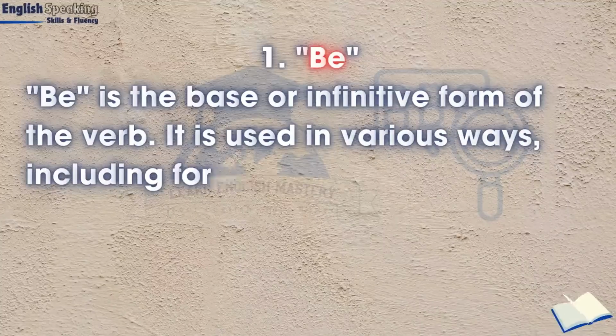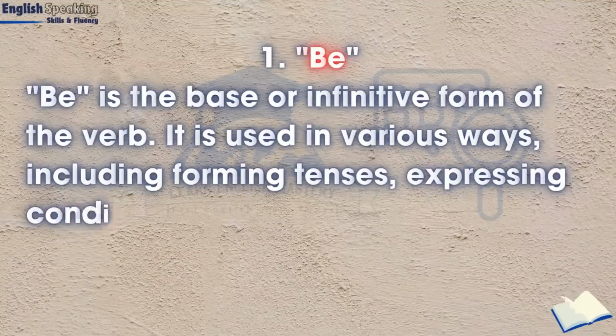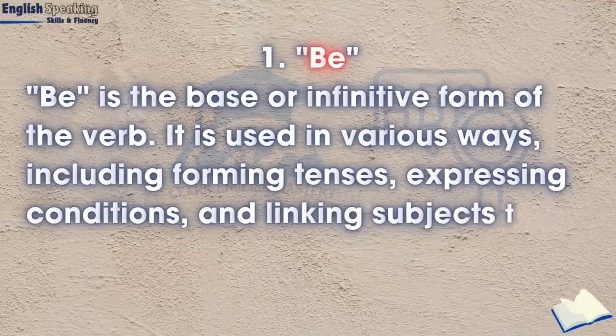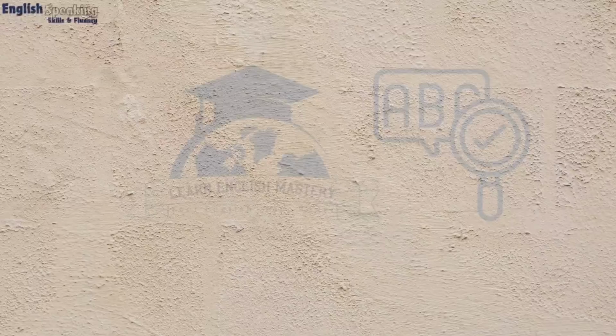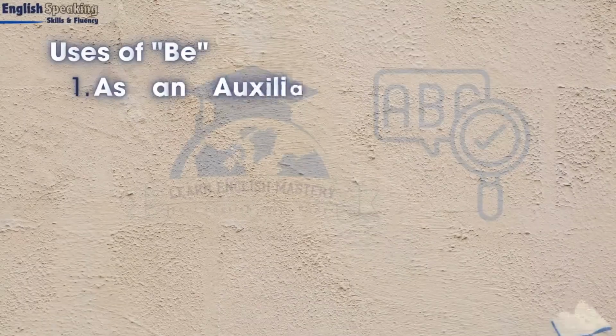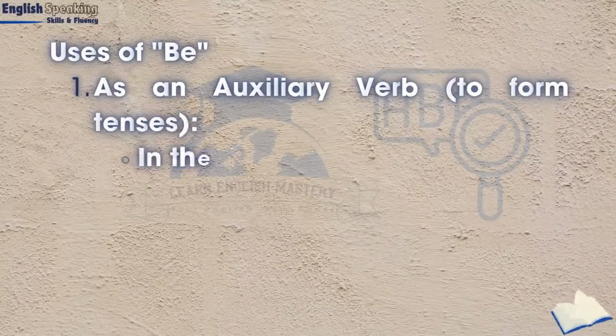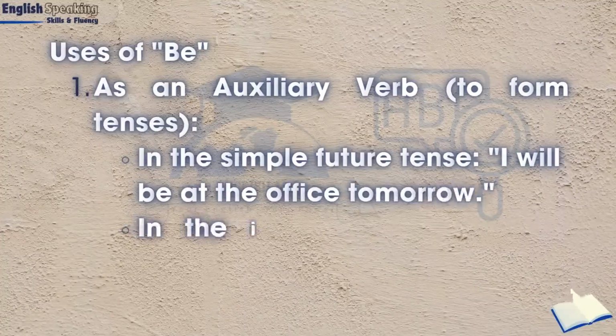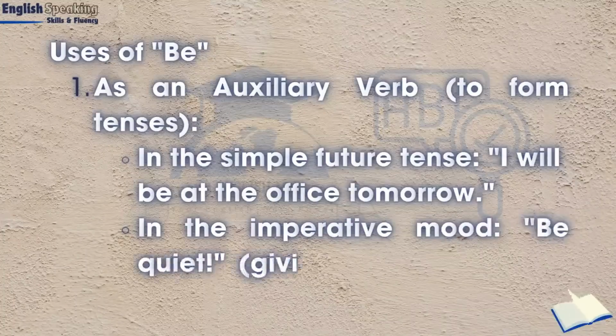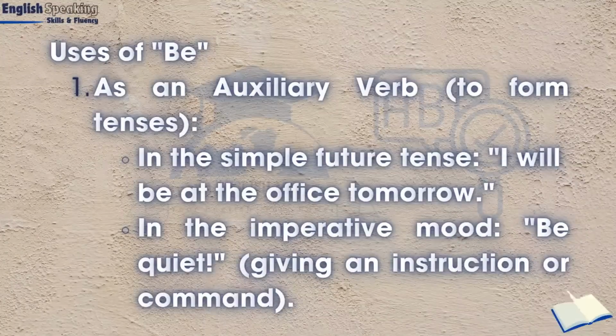It is used in various ways, including forming tenses, expressing conditions, and linking subjects to complements. Uses of be as an auxiliary verb to form tenses. In the simple future tense, I will be at the office tomorrow. In the imperative mood, be quiet, giving an instruction or command.